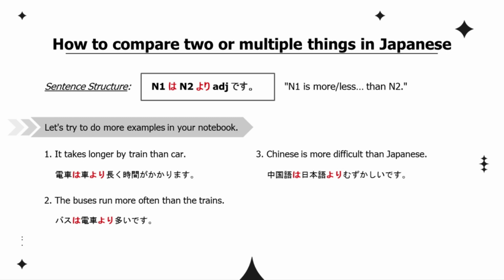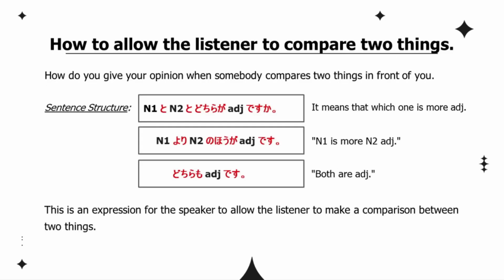Yori is a particle to clarify the standard of comparison. 3. How to allow the listener to compare two things. How do you give your opinion when somebody compares two things in front of you? Suppose your friend says, I have two bags.